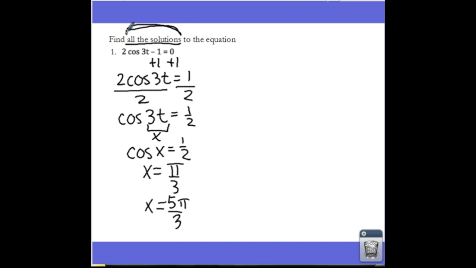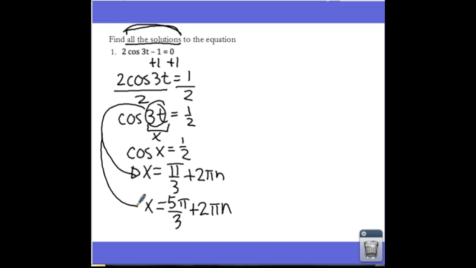But it asks for all the solutions of the equation, so that means it needs to be in general form. So let's add 2 pi n to both of them. Now we're going to take 3t and plug it back in for x on both solutions. Then we have 3t equals pi over 3 plus 2 pi n.